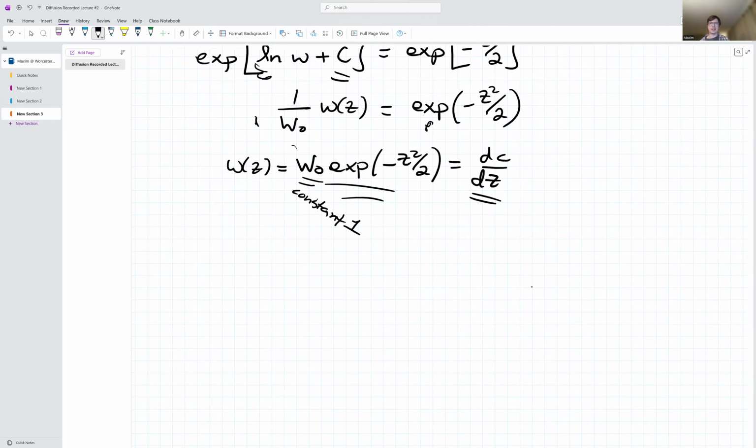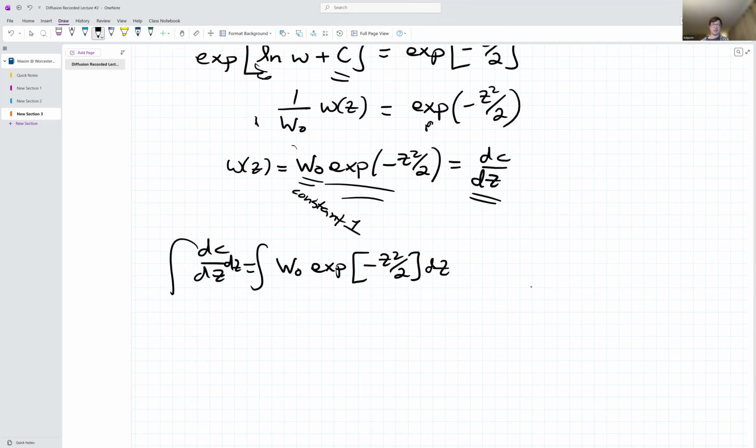So we again can integrate both sides. Let me rewrite the equation. It's dc/dz is equal to some constant we don't know times the exponential of minus z squared over 2. The last step is to integrate both sides with respect to z.